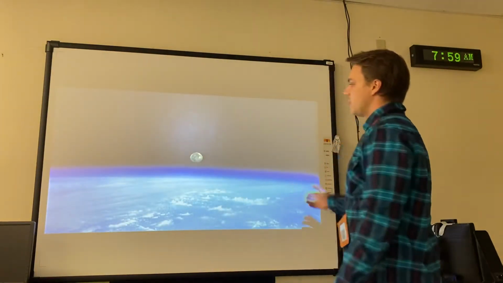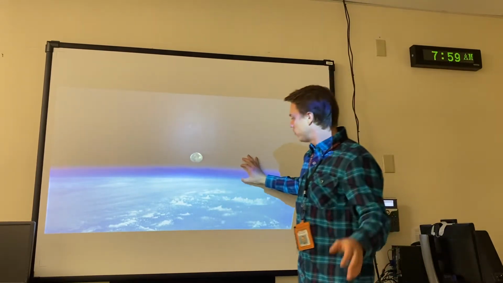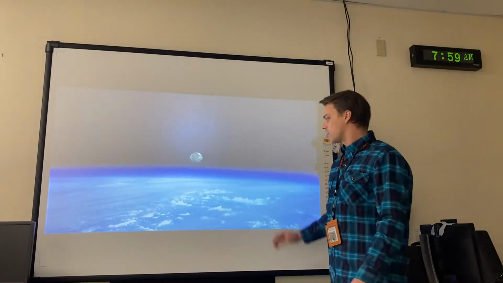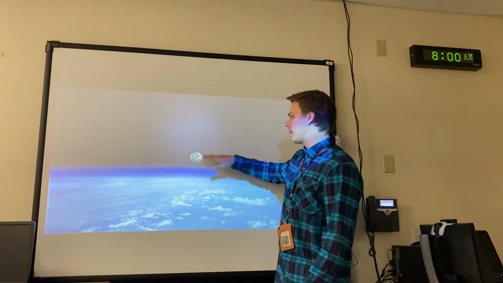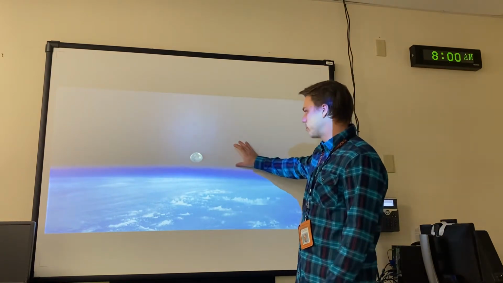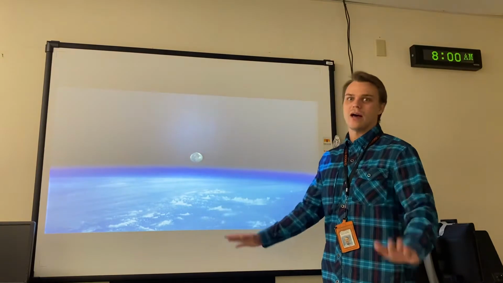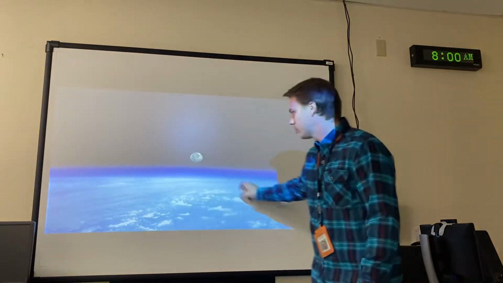What do we see here? Here's the moon. This is from outer space. This blue layer here is the troposphere and some of the stratosphere. Then you have the mesosphere at the top and the thermosphere, which is pretty much space, nearly outer space, essentially. But this is the troposphere, this lower layer right there.